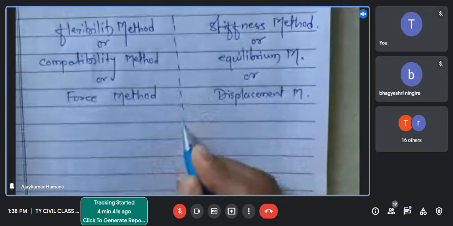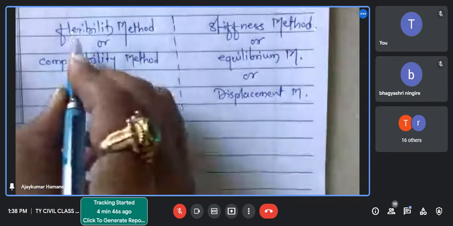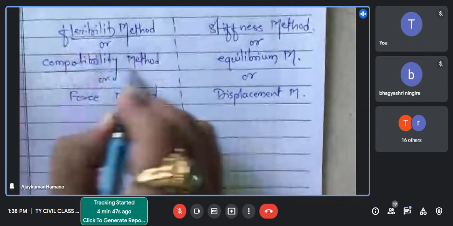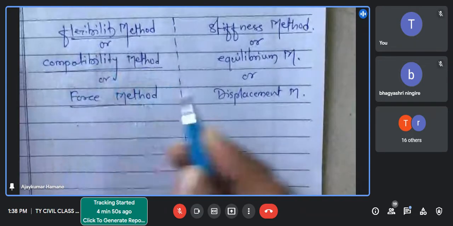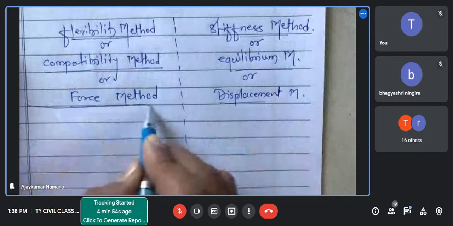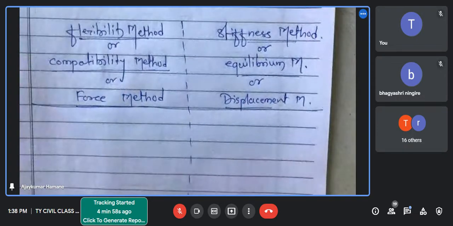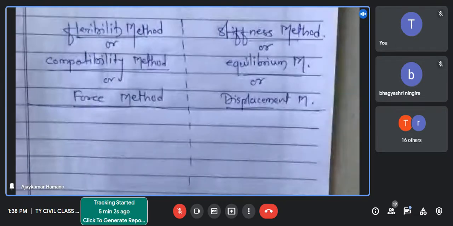So we have these two methods. The flexibility method is also known as the compatibility method and force method. The stiffness method is known as the equilibrium method and displacement method. Now, what are the steps involved in the flexibility method and the stiffness method? We will learn.